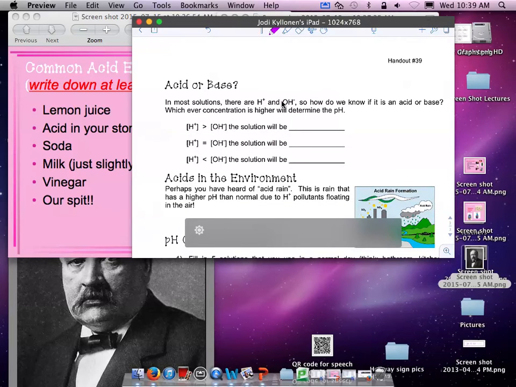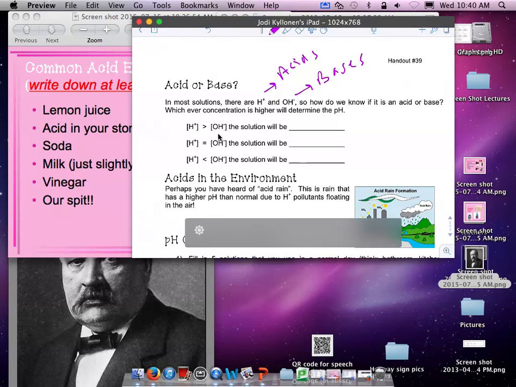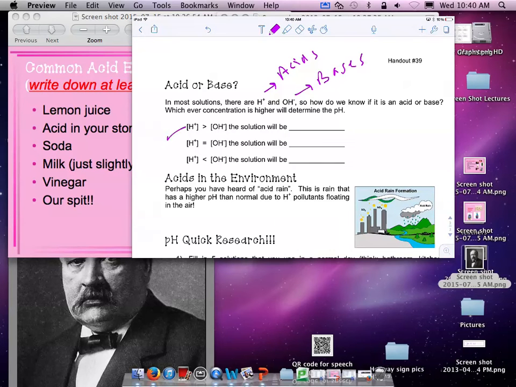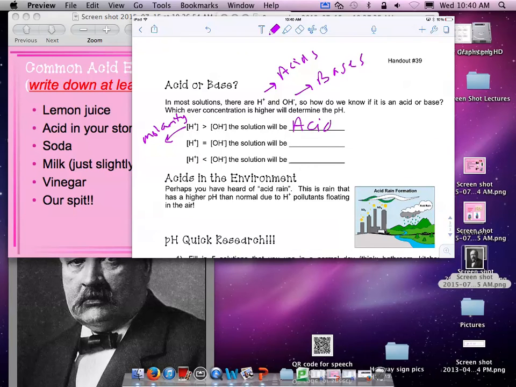So one other way to think about these pH scales or acids and bases is to think about the amount of H's, which is acid, and the amount of OH's, which is base. If you can compare those two, you can decide whether it's an acid or a base. So remember that H pluses are what define acids, and OH minuses are what define bases. So these brackets really mean molarity. Remember, molarity is the amount of moles per liter. So really this is saying the moles of H's divided by the liters of solution. If that is higher than the OH's, well, H's define acids, that means the solution will be acidic.